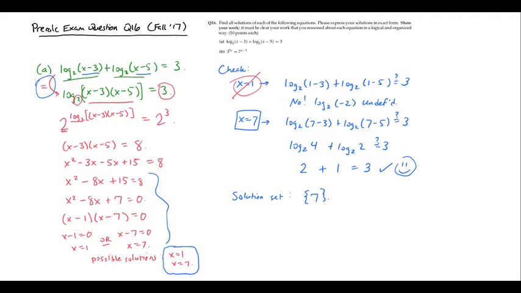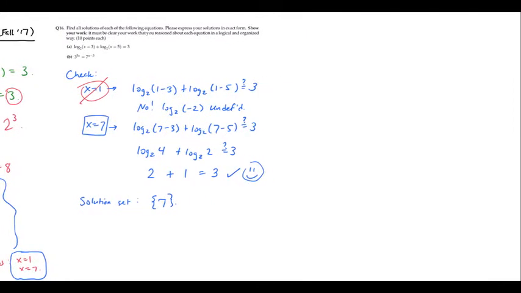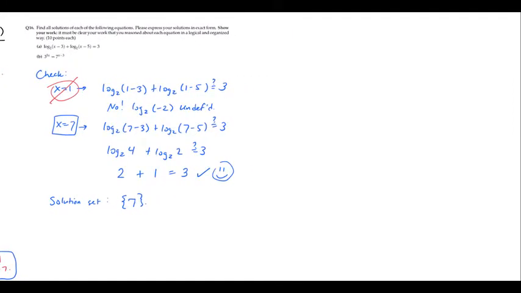Okay, let's do the other one, part B. All right, this one's a little bit more intricate. Part B says, okay, 3 to the 5x is equal to 7 to the x minus 3. Okay, some of you tried rewriting these so that they have the same base. That's not going to work very well.